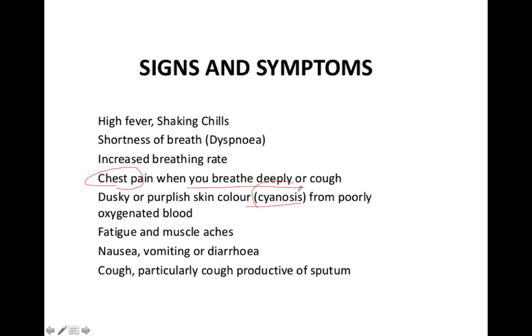Cyanosis is a late finding. Cyanosis occurs when there is accumulation of 5 grams of deoxygenated blood. Okay, so it's always a late finding. And fatigue, nausea, vomiting, or diarrhea, these are also non-specific symptoms.